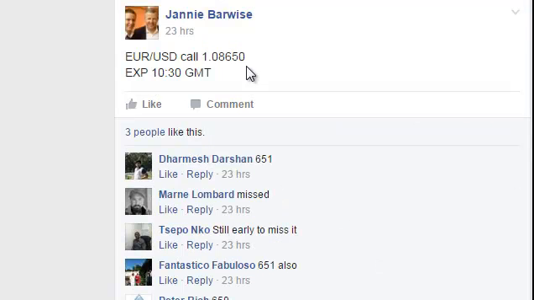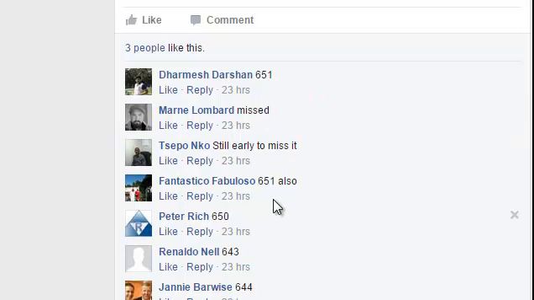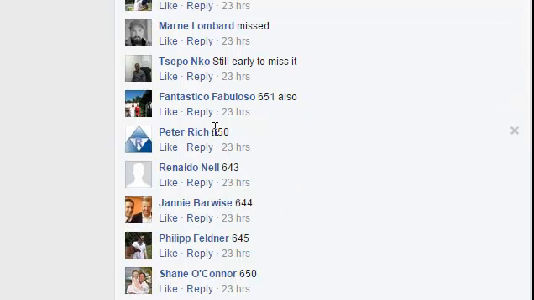Okay, so here's another signal. You can see the euro US dollar call 1.08650. Okay, and the expiry is 10:30 GMT. And then people start to write down. Okay, so call, you always obviously need to go for something just below 650, or at 650 or slightly below. This person got in at 651. That's fine. 651 also. That guy got in at 650. And you can see these people are at slightly better levels.